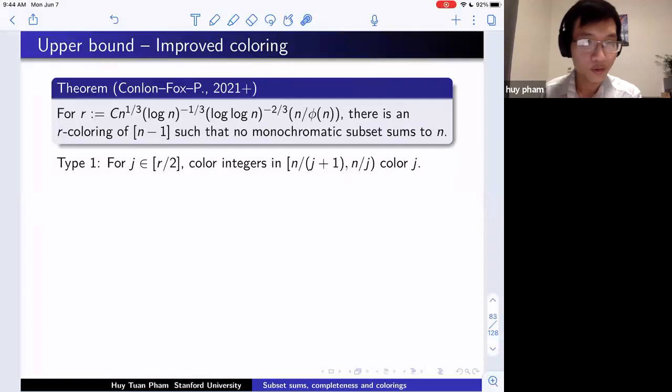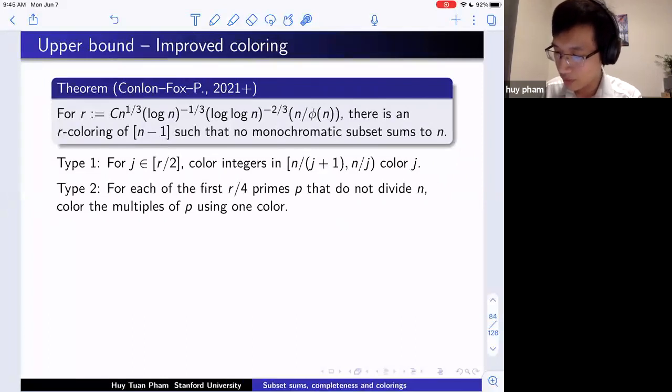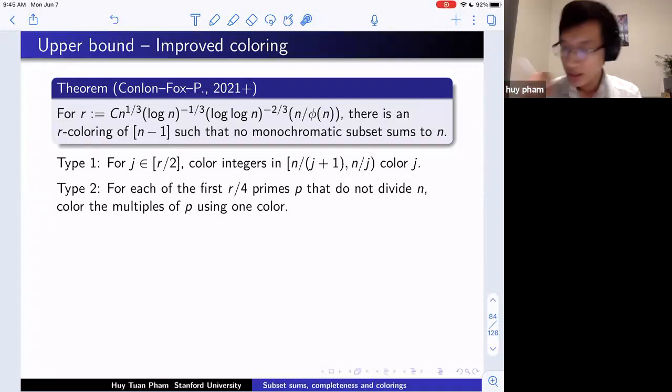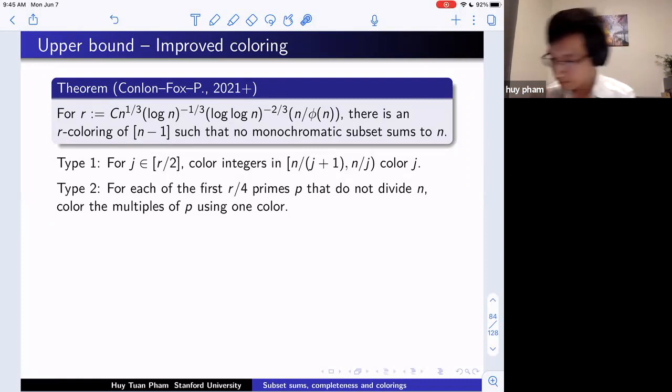The first two steps will be essentially the same as the construction of Alon and Erdős. The first type will cover all of the large elements, and the second type will still use all the multiples of primes p that are not divisors of n. But after that, we'll not group the remaining elements arbitrarily. Essentially, what we will take advantage of is the fact that the primes are not equidistributed modulo d, especially if we choose d to have many small prime factors, because primes have to be co-prime to d.